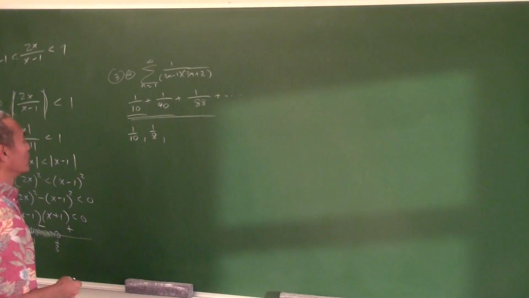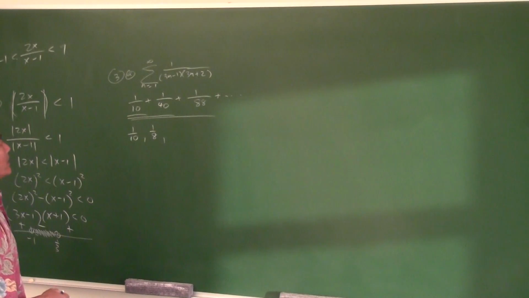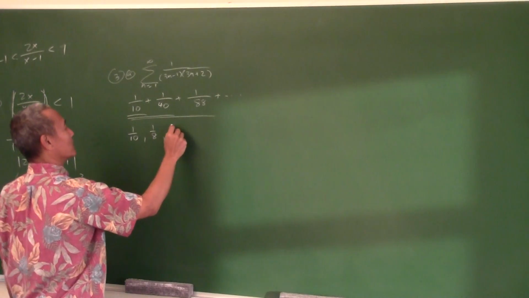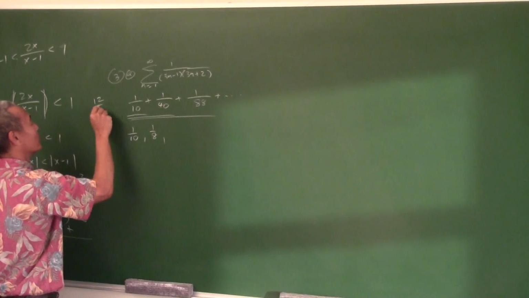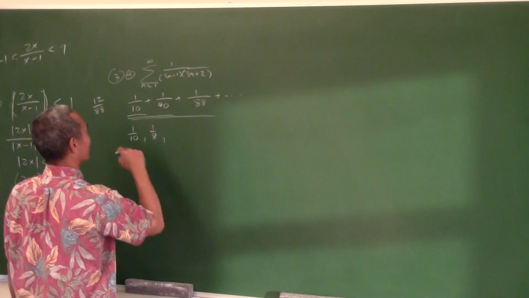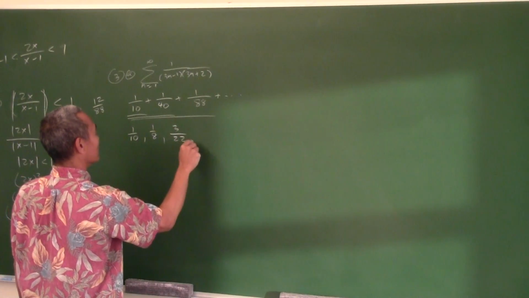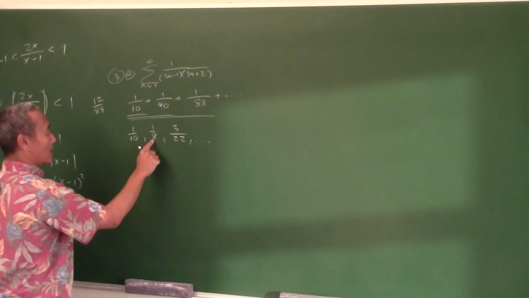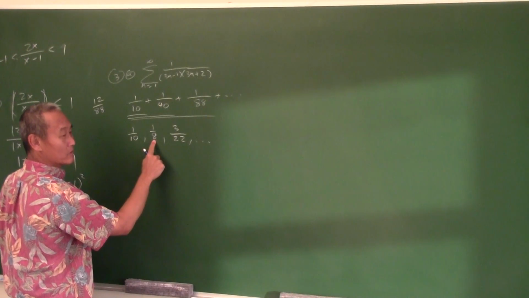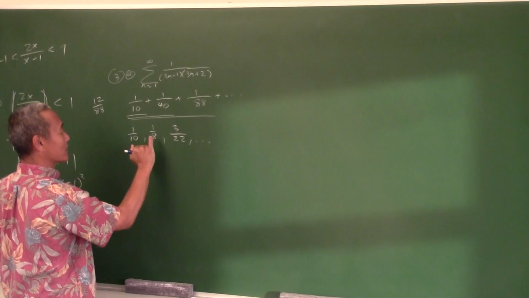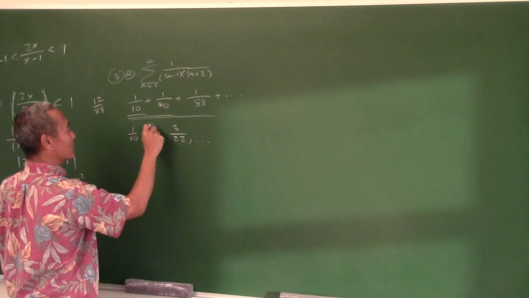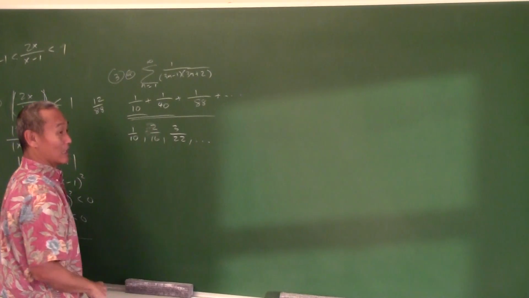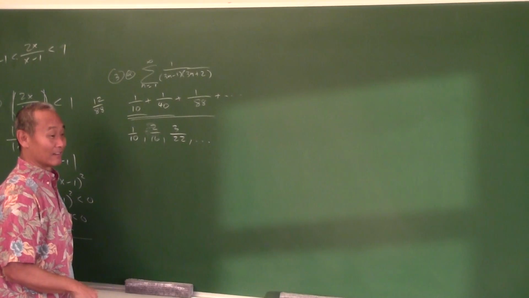Ooh. 12 over 88 can be reduced to, what did I just say? 12 over 88 divided by 4. 3 over 22. I don't see a pattern! Well, this one's a little bit trickier. Don't use that reduced form because you don't see a pattern. Why don't we change the 1/8 to 2/16? Now I see the pattern.